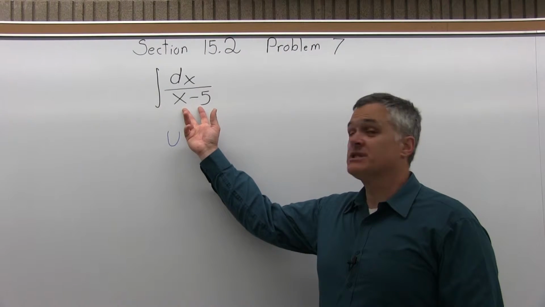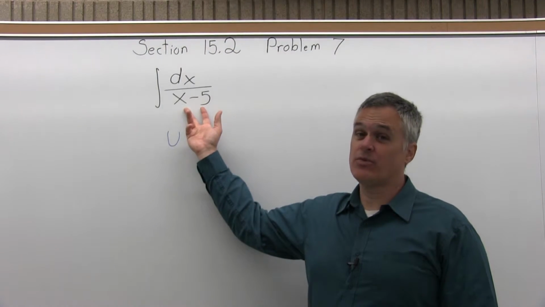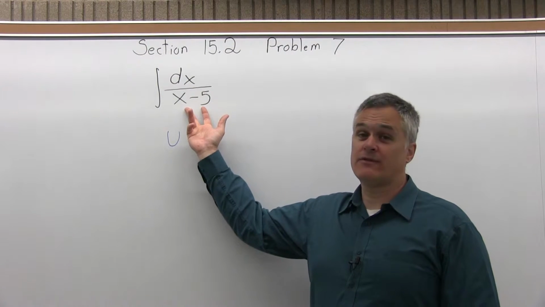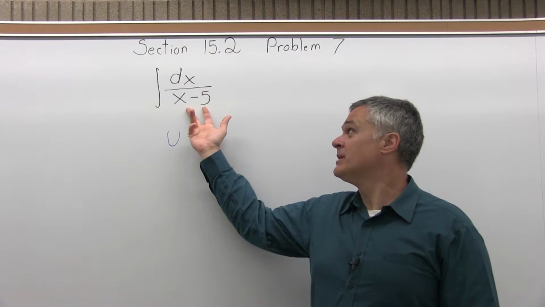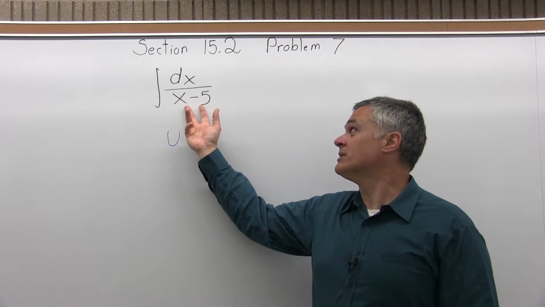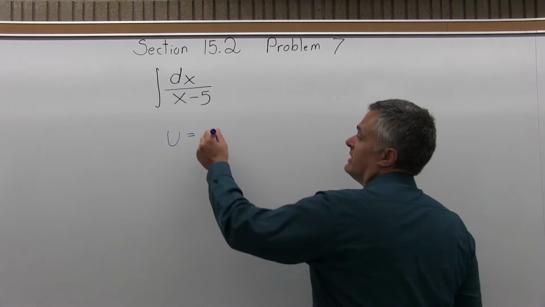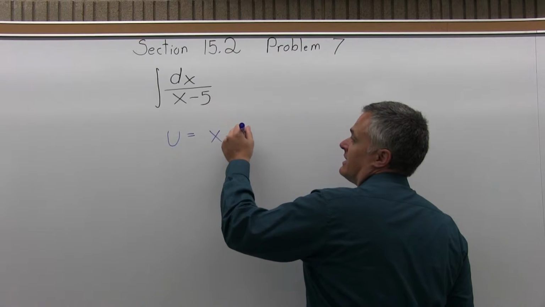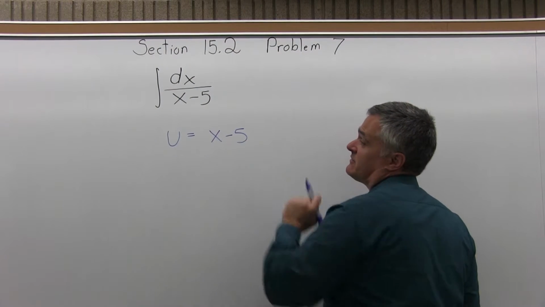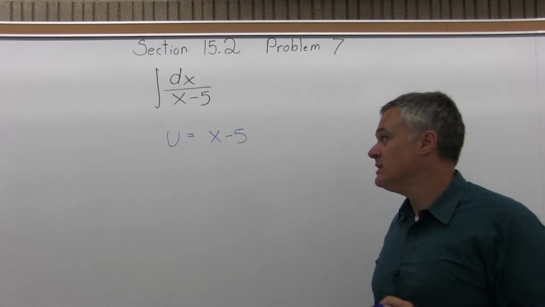A very typical choice is the stuff in parentheses. There are no parentheses in this problem. Stuff under the root, there's no root in this problem. Stuff in the denominator, bingo, it fits. Power of e, there's no e. So it really has to be what's in the denominator. It's the only choice that fits. And what's in the denominator is x minus 5. So that's my value for u.